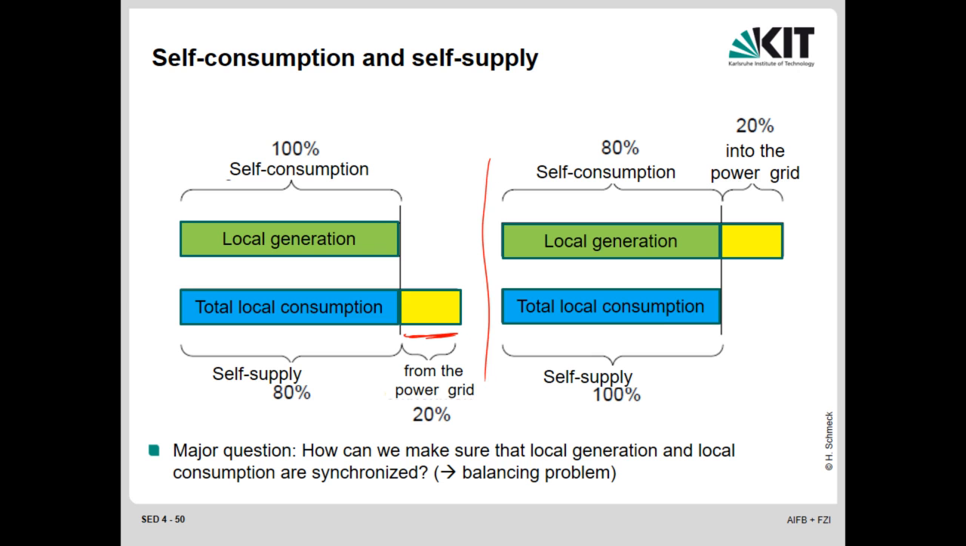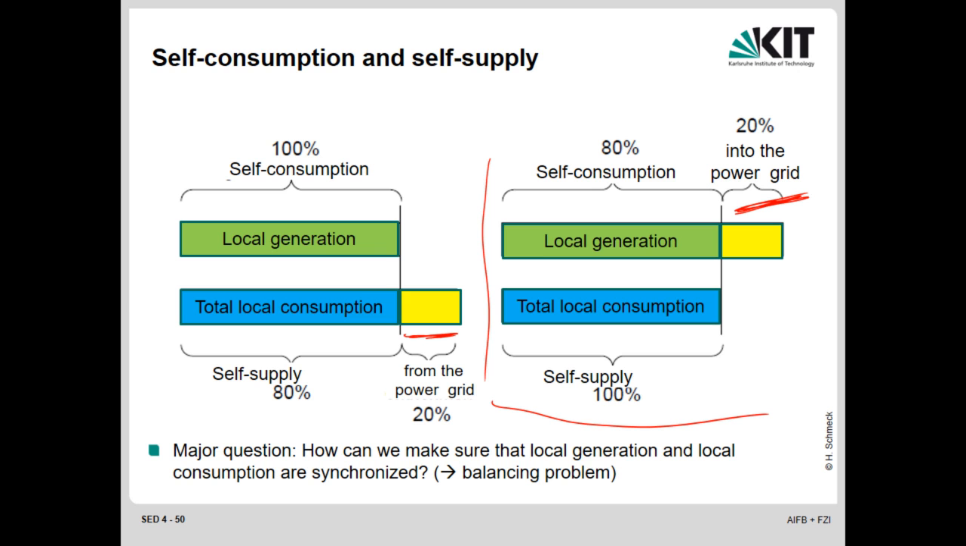And here we have a situation on this part. Maybe we can completely satisfy the local demand. So we have 100% self-supply, but there's still some power which is fed into the grid, because not all the power that is generated on the rooftop is actually used locally. And the question certainly is how we can make sure that we can always balance out local generation and local consumption. You remember my initial scenarios where we saw that sometimes you have voltage deviations because we have imbalances.